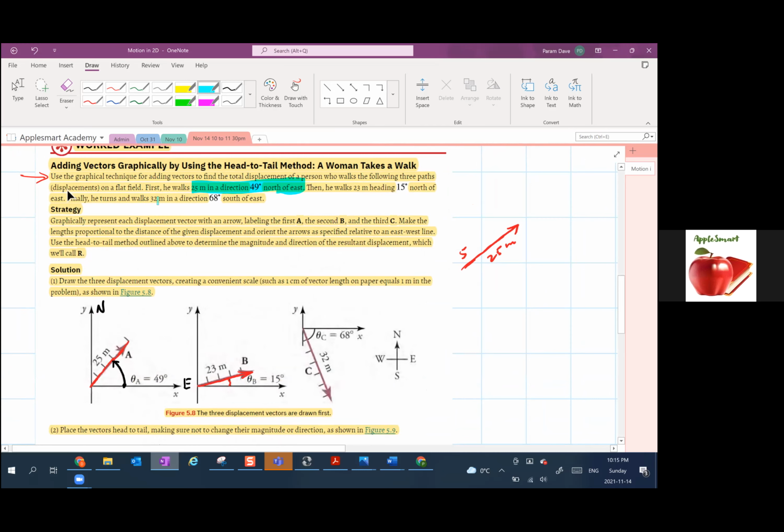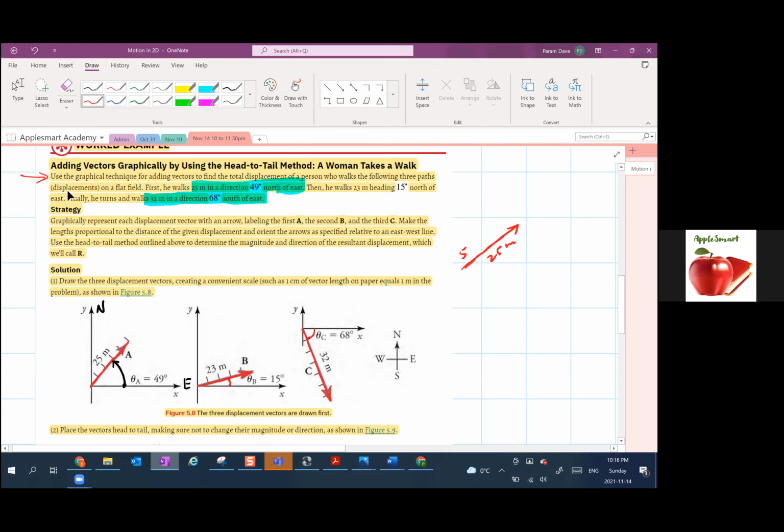He turns and walks 32 meters in direction 68 degrees south of east. And so that's the angle south of east and 32 meters. And so that's going to have to be the longest arrow, right? So see now that's the approximation that you have to do. So that's 5, 10, 15, 20, 25, 30, and a little bit more for 32. All right, so these are the three vectors. Now, these are not drawn head to tail yet. You will see that all 3 vectors are actually drawn in their respective x and y axis, right?